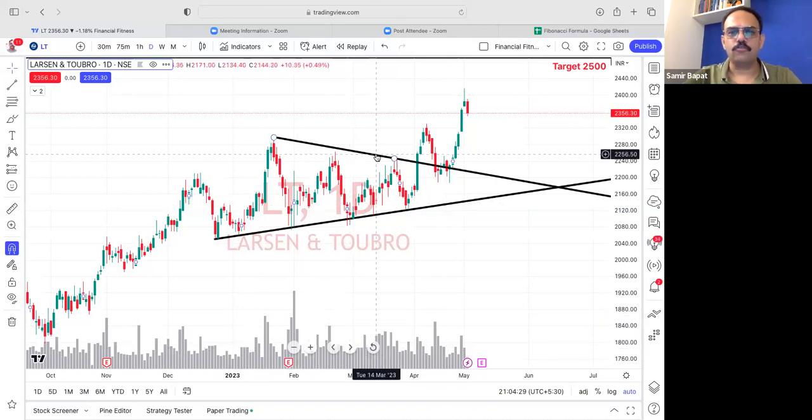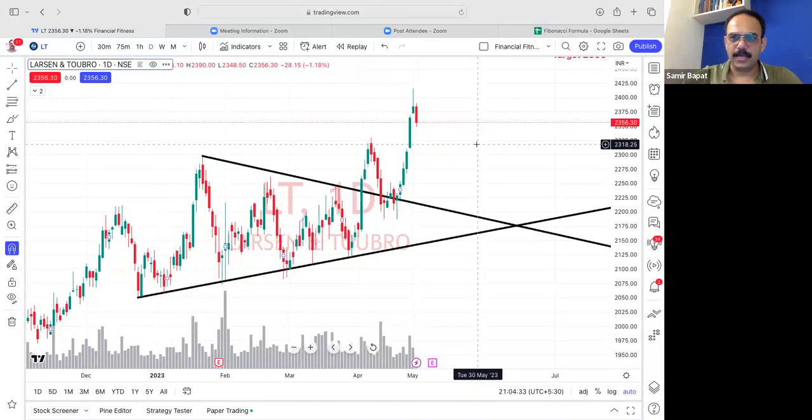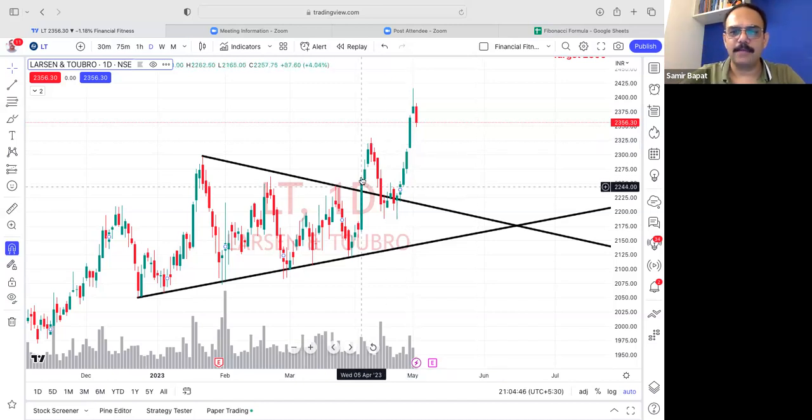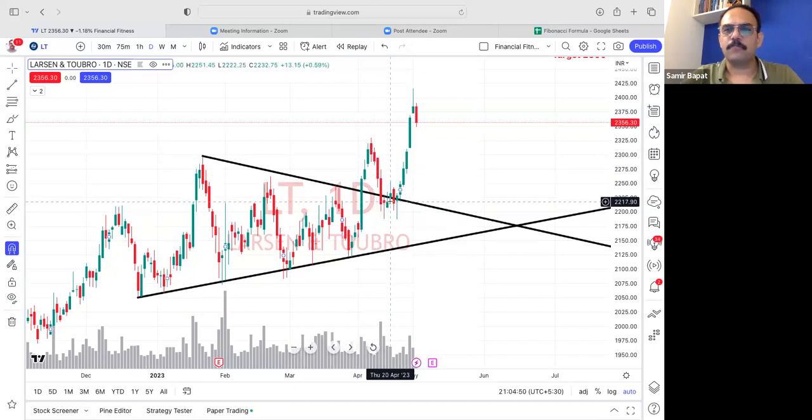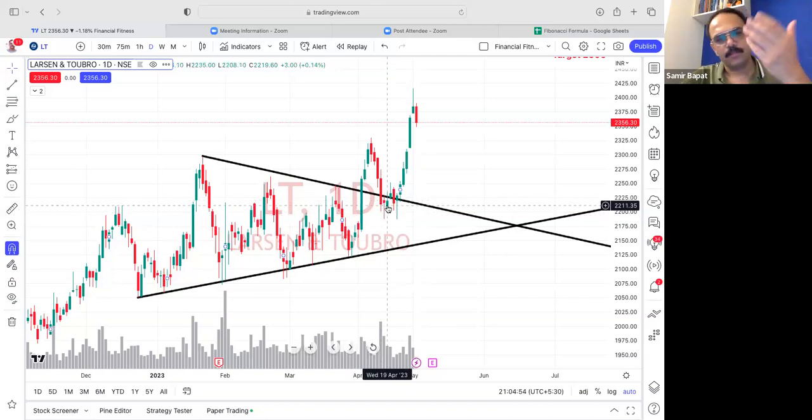How many of you saw this? Can you see the LNT chart here? Yes. How many of you saw this post when I posted on the group for this LNT? It was up here and then it came down. I had posted to observe it, that it might bounce from 2200 and go out.